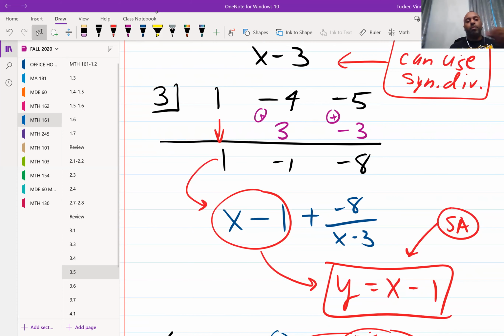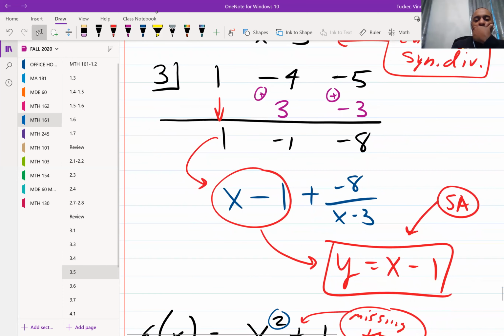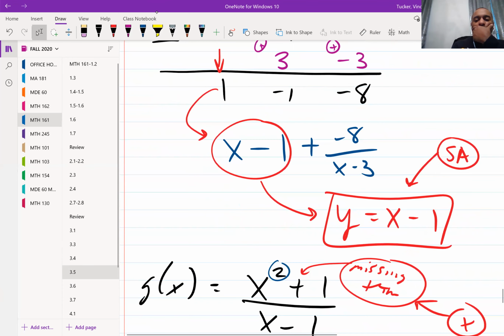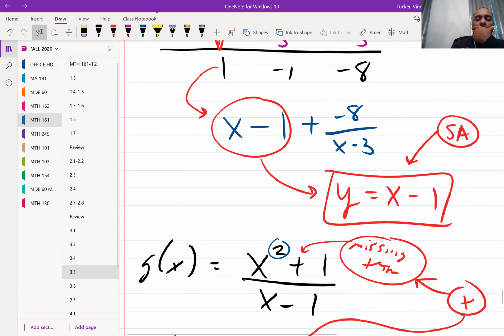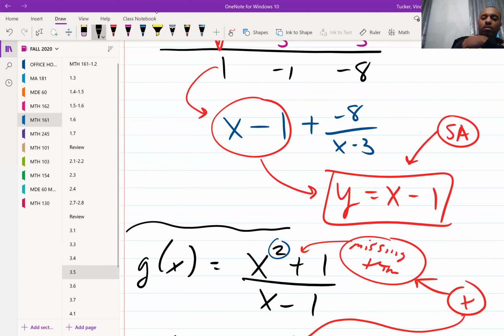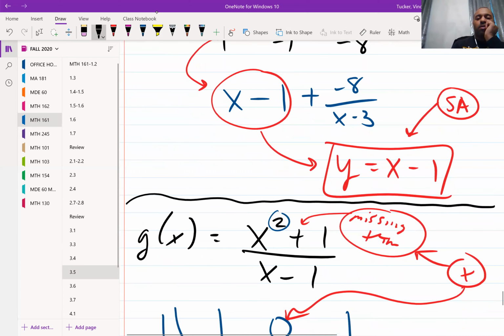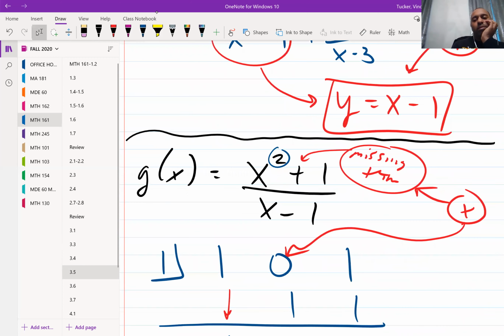All right. Everybody all right before we look at another one? All right, so next one, x squared plus 1 over x minus 1.